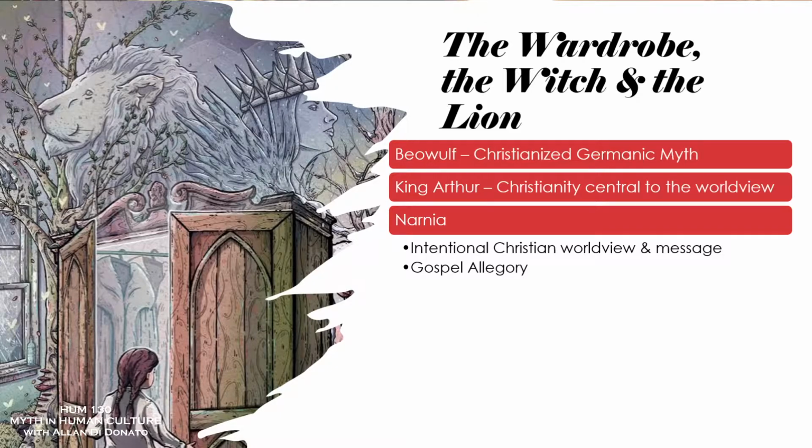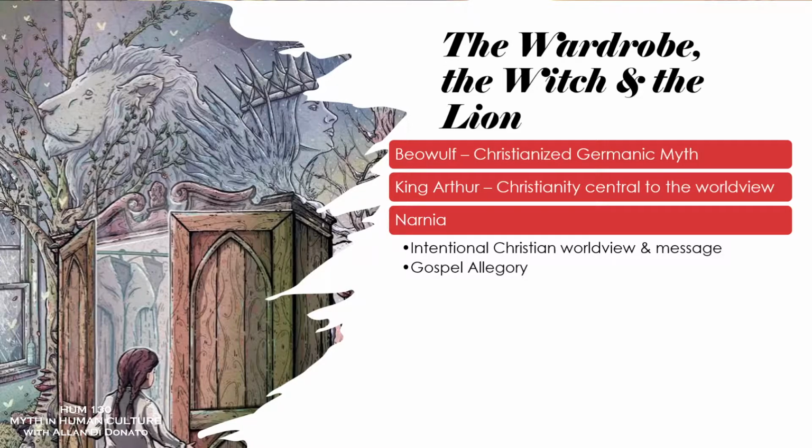Right? He's presenting a Christian worldview and a message in this gospel allegory. That's what you could say The Lion, the Witch, and the Wardrobe is. It's a gospel allegory. It's a retelling of the gospel from a different perspective. Not that it is purely allegorical. As a matter of fact, Lewis himself denied that the main character, Aslan, is an allegory for Christ.